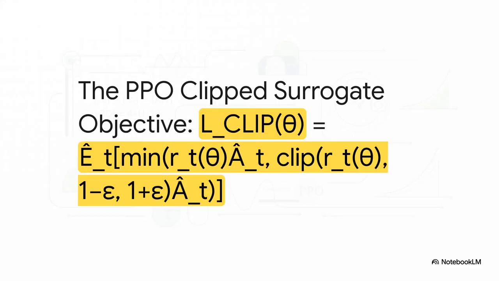And here it is, the secret sauce in mathematical form. That little min and clip you see right there, that's it. That's the whole trick. That simple function enforces that don't step too far rule we've been talking about, giving us all the stability of TRPO without the massive headache. It's an incredibly elegant solution that totally took the AI world by storm. But is it the whole story?